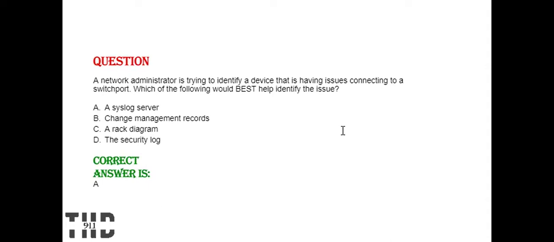The network administrator is trying to identify a device that is having issues connecting to a switch port. Which of the following would best help to identify the issue? Option A, a syslog server. Option B, change management records. Option C, a rack diagram. Option D, a security log. The correct answer is option A.